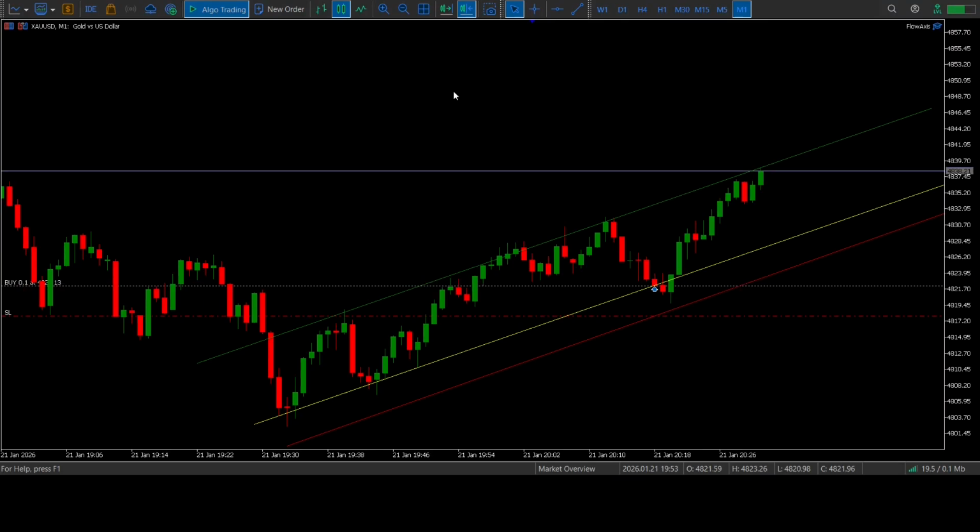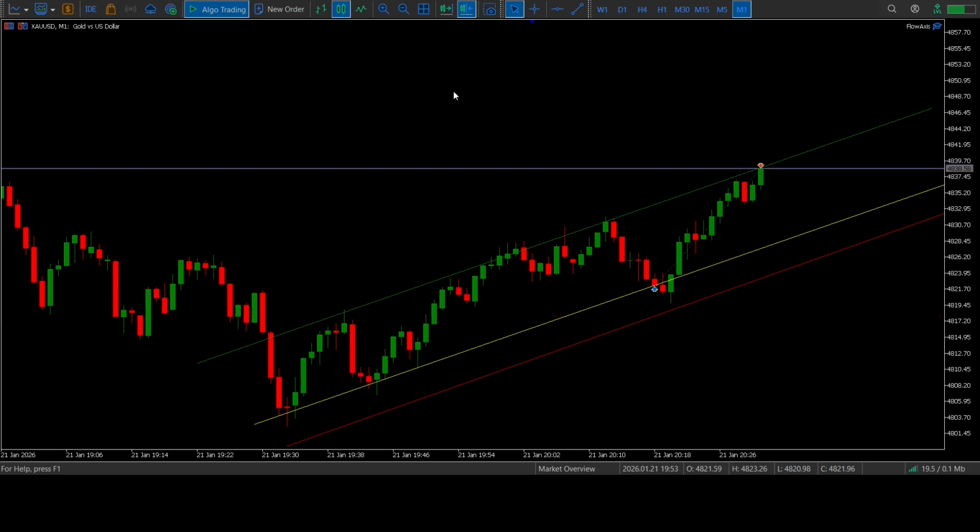The green trend line represents the take profit level. When price reaches this line, the trade is closed automatically in profit. Entry, stop loss, and take profit, all managed visually and executed precisely.